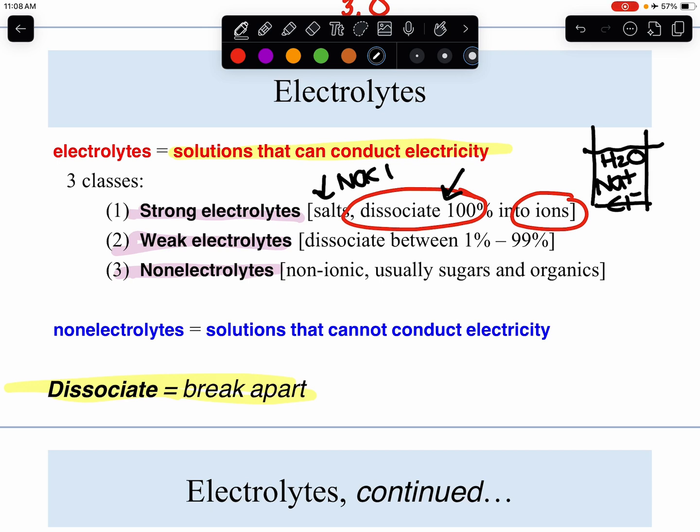Now, a weak electrolyte means very few of them dissociate. The true number is about 1% to about 4% dissociate. So in a beaker, let's make my beaker a little bigger this time. An example would be sugar. So if I had sugar here, we'll just do glucose.